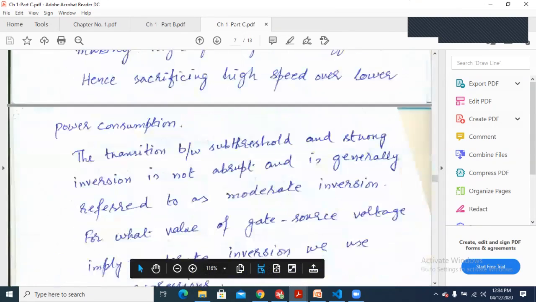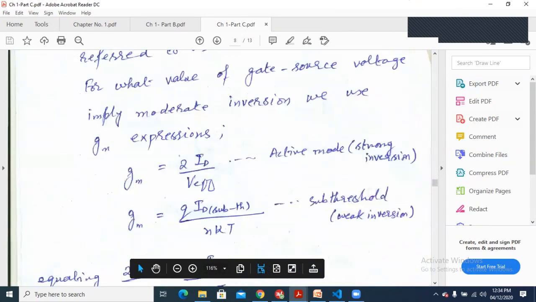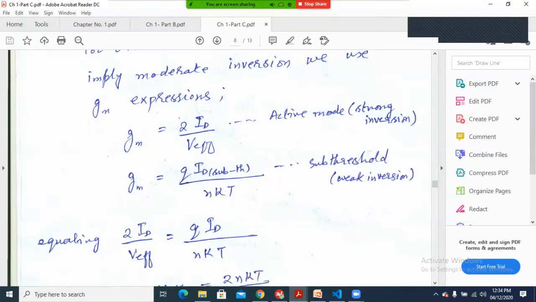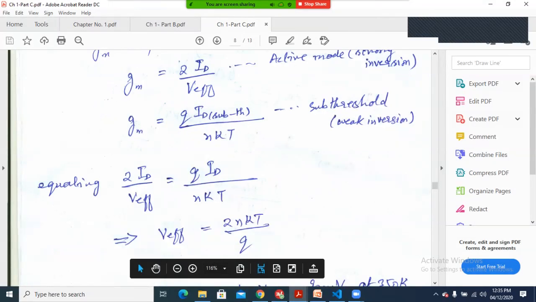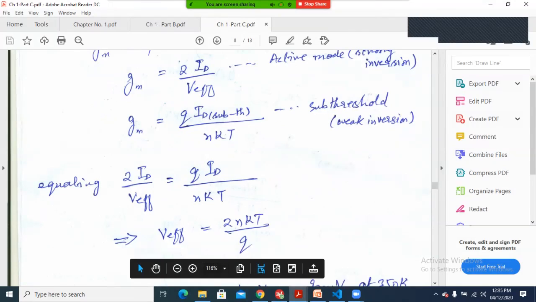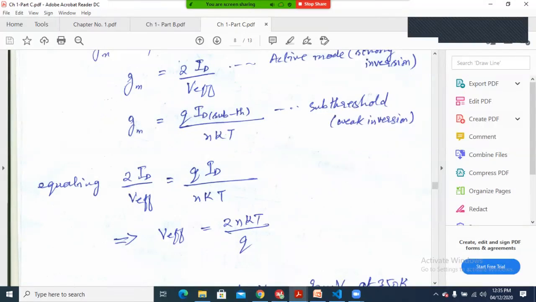So now we know this is the GM in the strong inversion, and this GM is in the weak inversion or the subthreshold region. So in active mode, we equate these two equations to find the value of VF. This 2NKT by Q is the point where we have the boundary for the weak inversion and strong inversion. Beyond this value of VF, we have the strong inversion, and up to this value of VF we have the weak inversion.